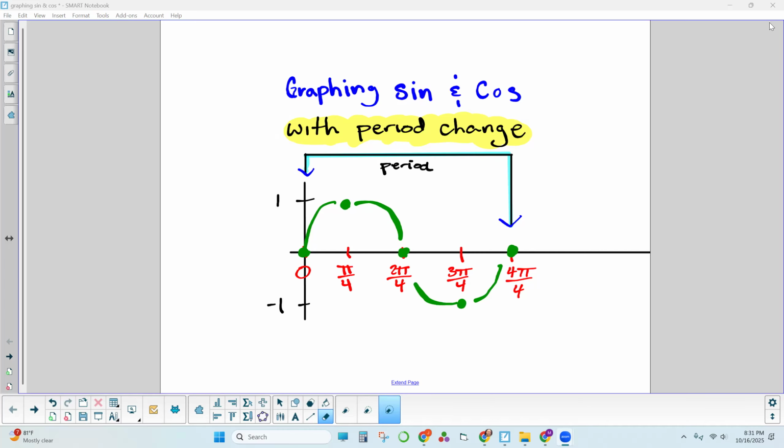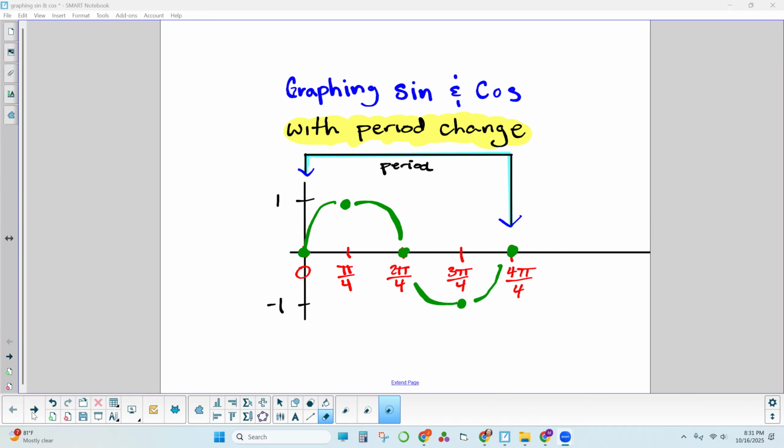Bakari. Today we are going to graph sine and cosine functions with a period change. So I encourage you, if you have not already looked at my introductory video on graphing sine and cosine, watch that video first and then come back and join us here.